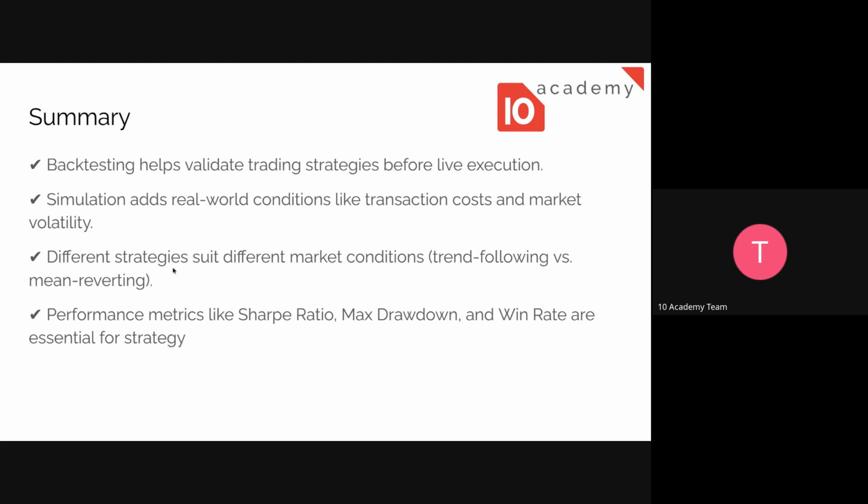Different strategies suit different market conditions, like trend following and mean reverting. There are different strategies you can go and explore more, and we are going to see some of them in the demo. And performance metrics: we are going to see Sharpe ratio, percentage loss or gain, maximum drawdown, as we see from peak to trough, win rate, or what's the percentage of wins, and the other one is the number of trades that will happen during that period of time.